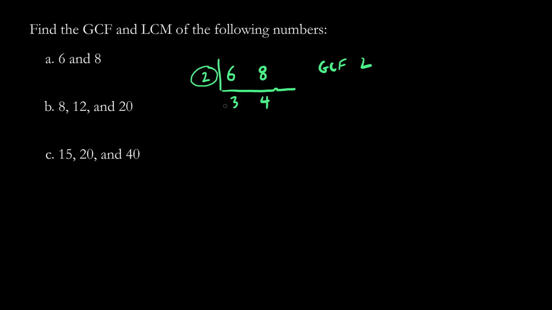And to find the LCM, assuming that we have no more factors to pull out, the LCM is all these numbers multiplied. So it's going to be 2 times 3 times 4. The LCM is 12 times 2, which is 24.